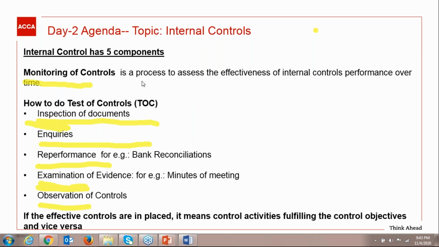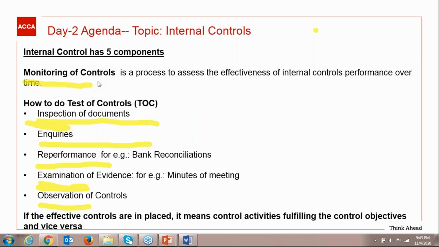Now we are going for the next component. That is the last component in the internal control components, which really impacts the internal controls of the organization. So what is the last internal control component? This is monitoring of controls. So we are going to start this slide. Monitoring of controls is a process to assess the effectiveness of internal controls performance over time.